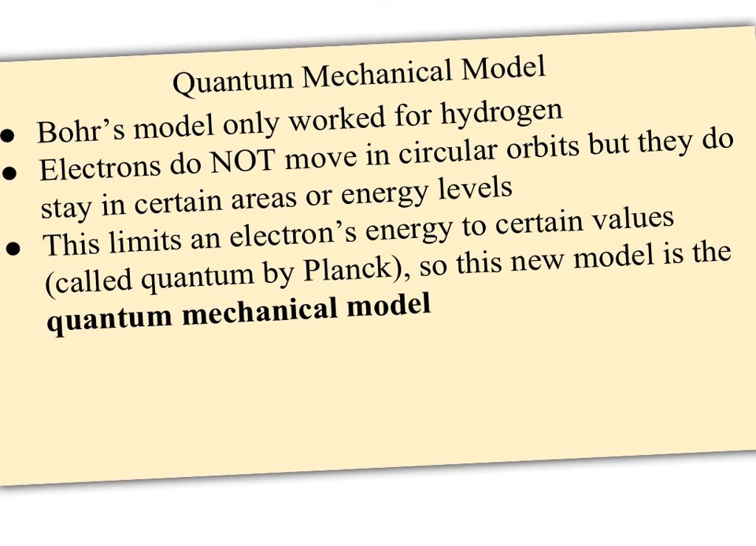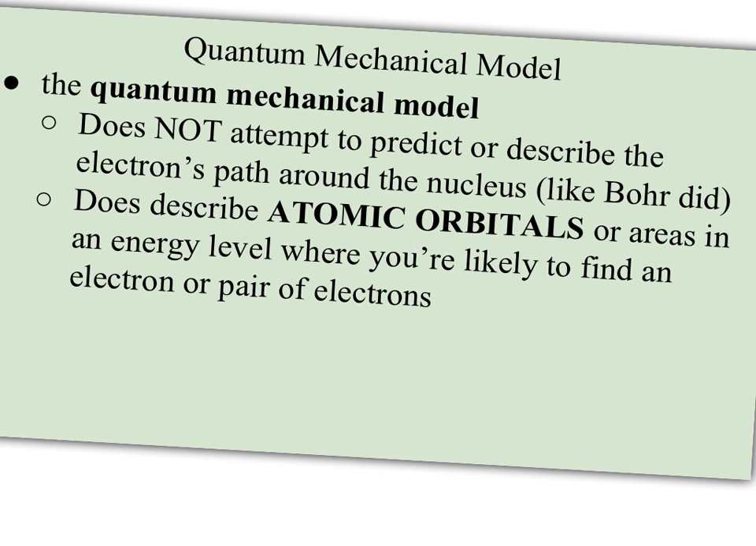So this new model is called the quantum mechanical model. And the quantum mechanical model just says that there are atomic orbitals, or areas in an energy level, where you're likely to find an electron or a pair of electrons. But the quantum mechanical model, unlike Bohr's, doesn't try to predict or describe the electron's path. We now know that that path is far more random, even though it's somewhat predictable what area they'll be in. But the movement is totally random and unpredictable.